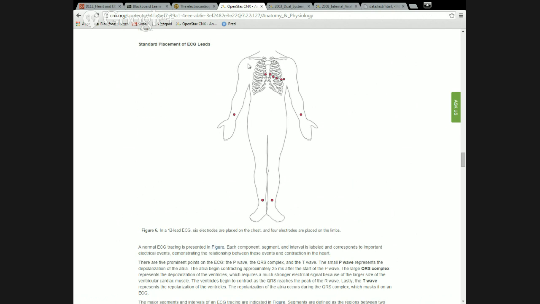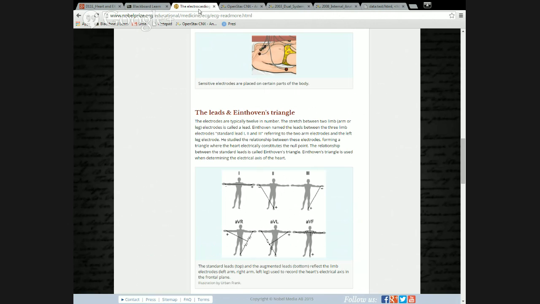And so when the right arm and left arm electrodes are compared, we have a lead, which is called standard lead one. When right arm and left leg are compared, we have standard lead two. And when left arm and left leg are compared, we have standard lead three. And that's what this picture is showing. So it's just showing one side of the triangle at a time. This is standard lead one, standard lead two, and standard lead three.